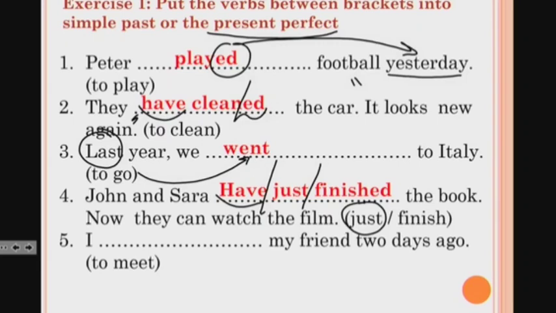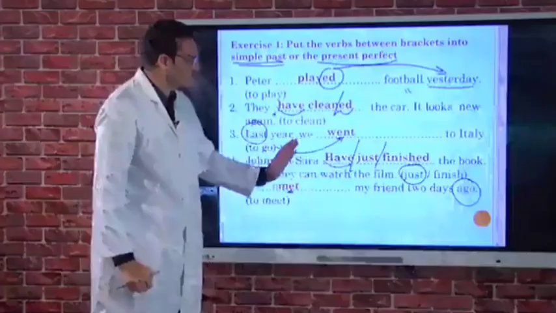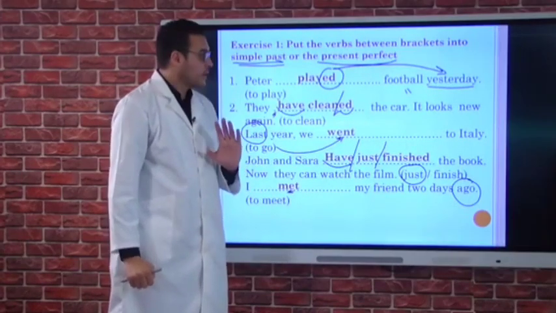Number five, the last one. I, my friend, two days ago. The verb to meet. Two days ago, a time expression of the simple past. And we say, I met, with only one E. And I say, I met my friend two days ago.